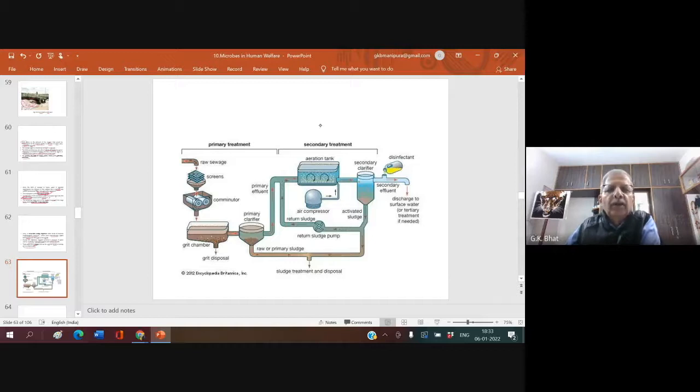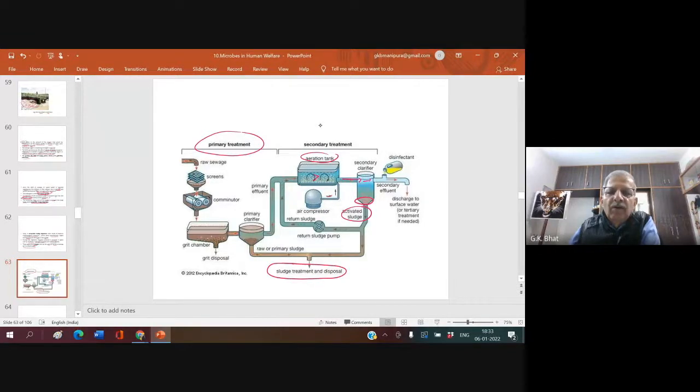So now in primary treatment, the primary effluent is coming to the aeration tank. Here it is mechanically and continuously agitated and air is pumped. Then it comes down here and is made to flow here, and now you have activated sludge. A certain part of the activated sludge is taken back and put into this aeration tank, and the others come down.